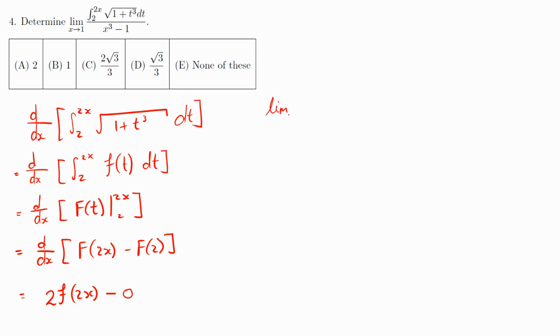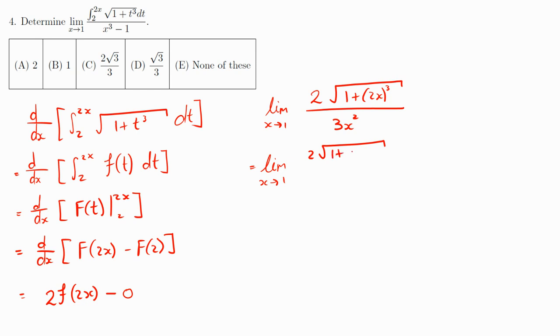So the limit where x goes to 1. Remember, now we already differentiated at the top, so the top will be 2 times that function, but instead of a t we have a 2x. It will be 2 times the square root of 1 plus 2x cubed over this differentiated, which will give us 3x squared. Okay, so if we simplify this, we will get the square root of 1 plus 8x cubed over 3x squared.